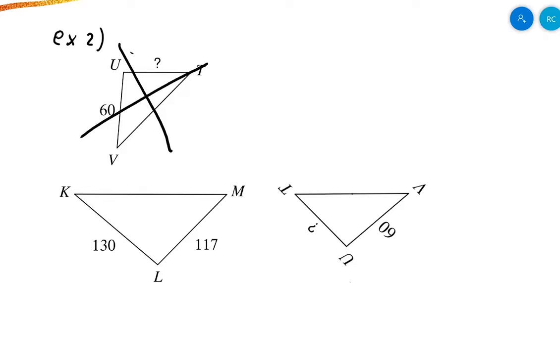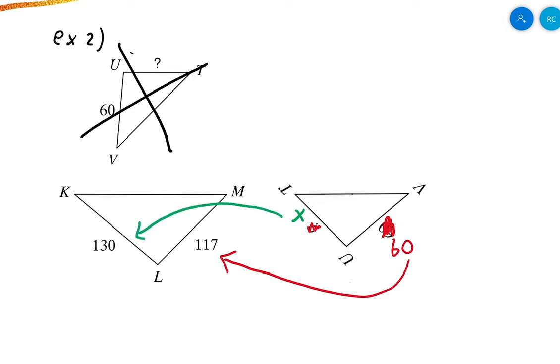But now we can see that this 60 corresponds to this 117. And this, let's use a different color, this X corresponds to this 130. Once they're in the same orientation, you can just look and see which one is the same side.